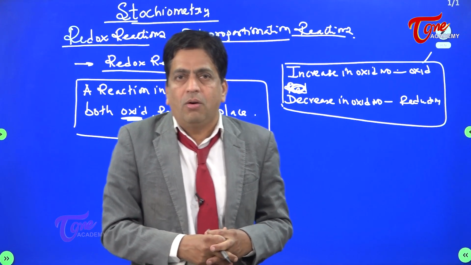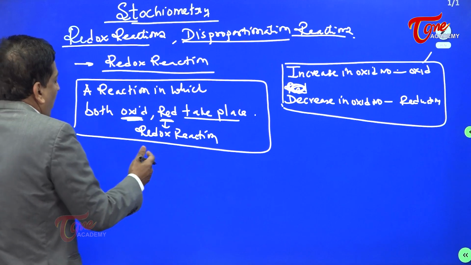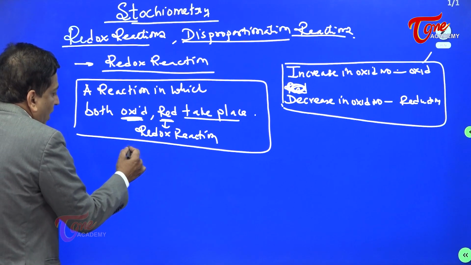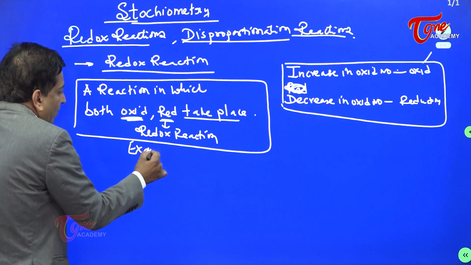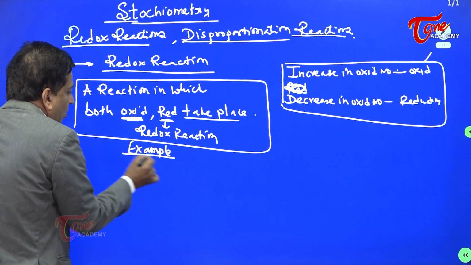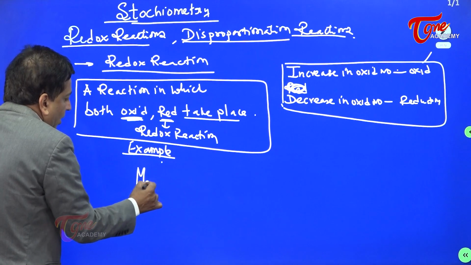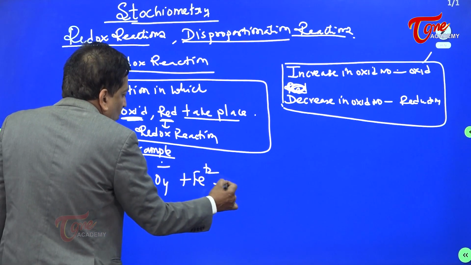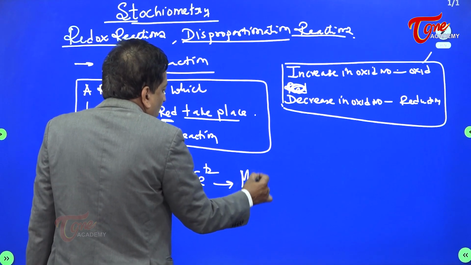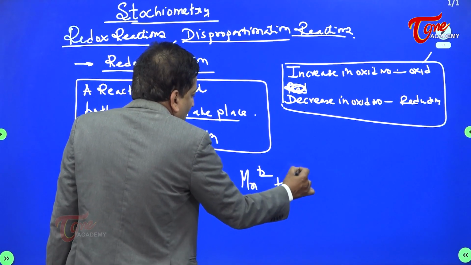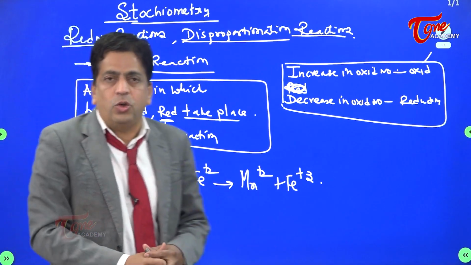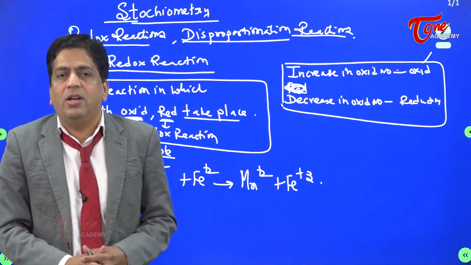You must understand. For example, if you look into the examples, watch carefully here. Here is a permanganate ion, MnO4 minus, and it is treated with Fe2+. Then it gets reduced to Mn2+ and Fe3+. This represents ions, so this is an ionic reaction.